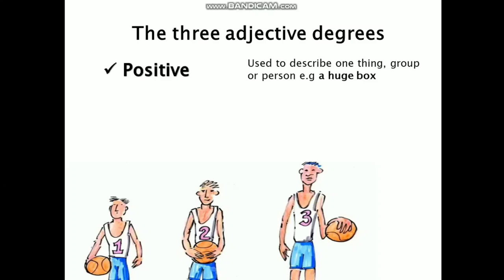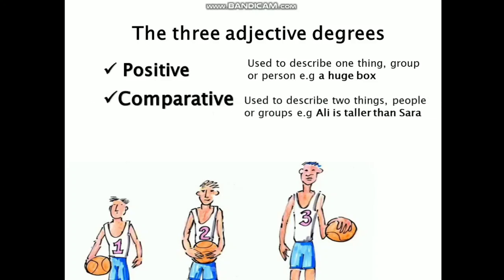The second degree is called the comparative degree. It is used to describe two things, people, or groups. For example, Ali is taller than Sarah. The Pink Panther is more compassionate than Tom.